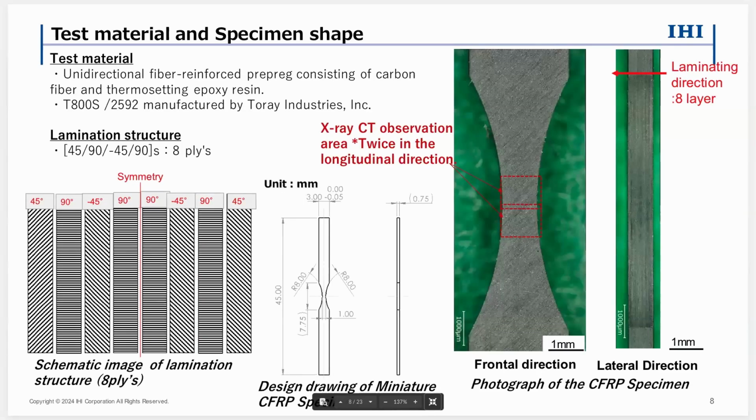This slide shows the test materials and specimen shape. We overlapped unidirectional CFRP prepreg to create the CFRP laminates. The lamination structure is shown here, which is 8 plies. Then we prepared the miniature CFRP specimen based on this design drawing. The right figure shows a photograph of the CFRP specimen. The smallest section is the target of the X-ray CT observation area.